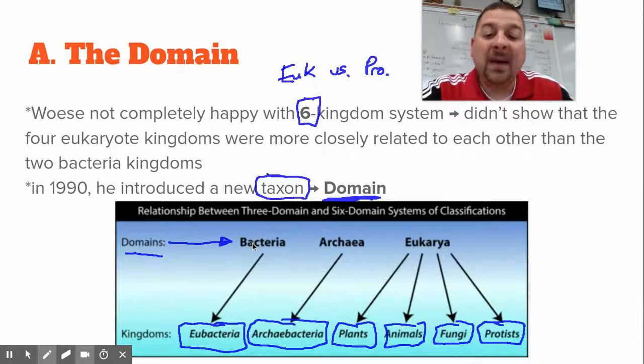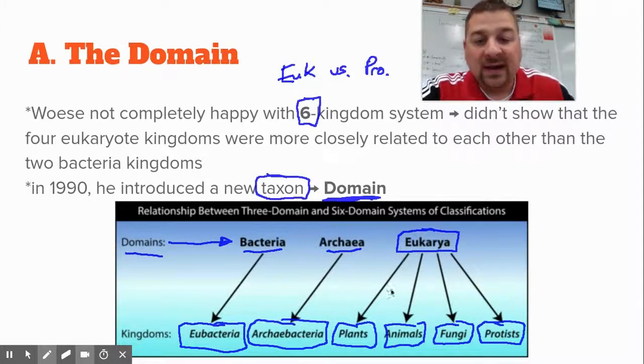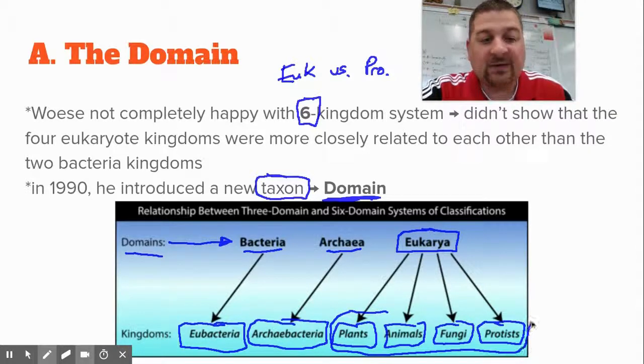So you have domain bacteria, which included all the eubacteria, domain archaea, which is all the archaebacteria, and then domain eukarya, where all the eukaryotes are. You can see this grouped or lumped plants, animals, fungi, and protists all together. Domain eukarya shows that these all share the characteristic of having a nucleus and membrane-bound organelles, whereas these two separate kingdoms had their own domains because they were different.